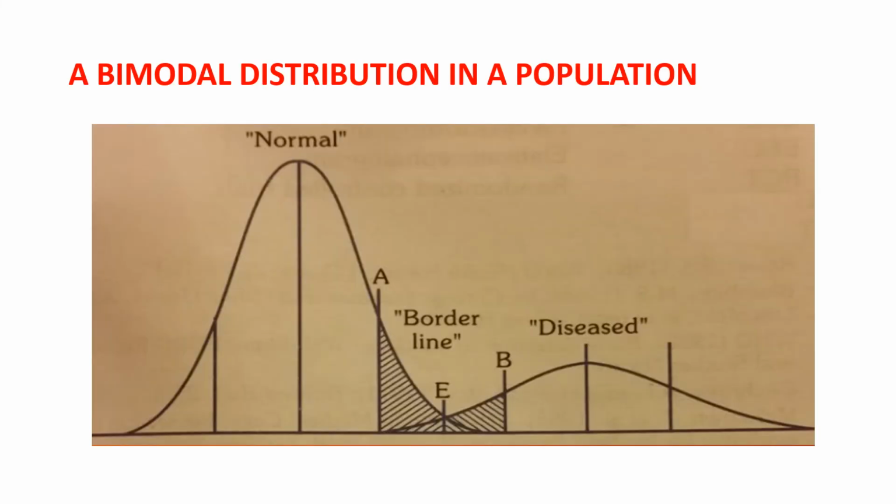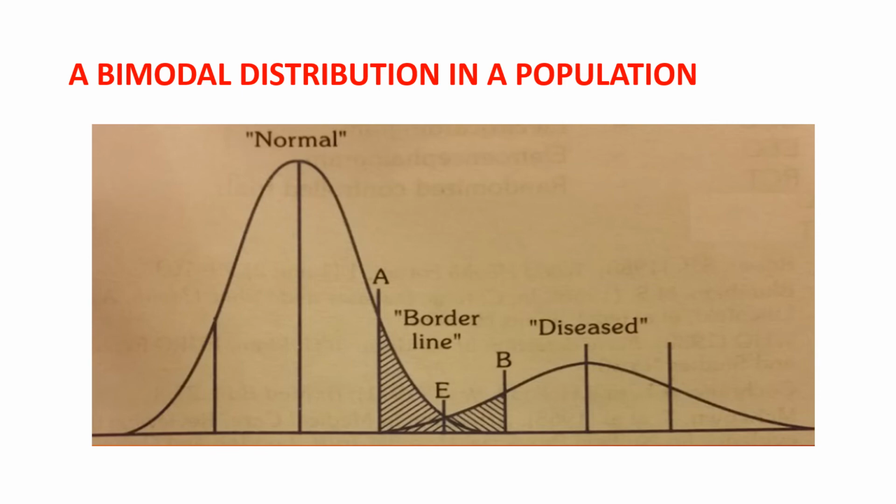to get a better understanding of the test results. Often there is a bimodal distribution in the population, where in this curve you see the curve on the left as the normal curve, the curve on the right as the diseased curve, and the point E is the cutoff line. If you shift it to the point A, what do you do?